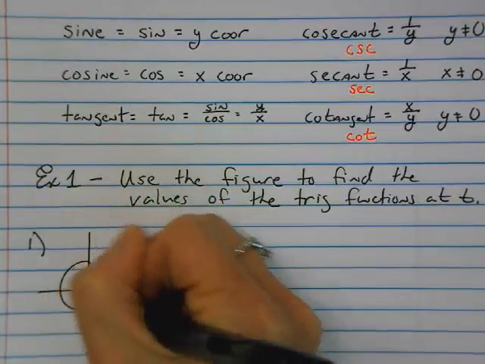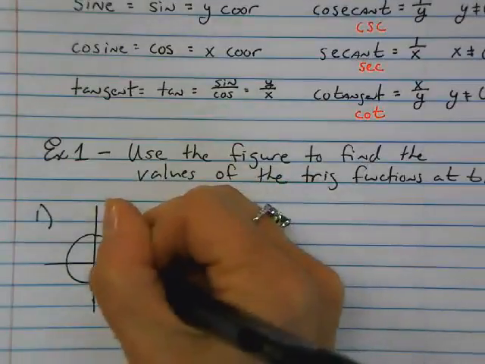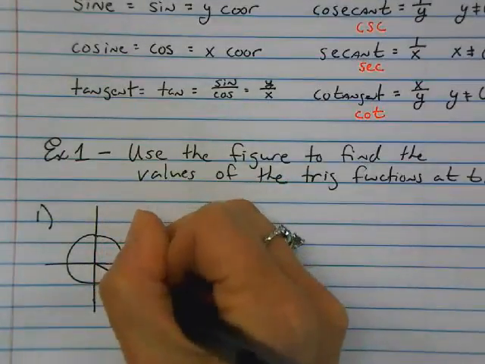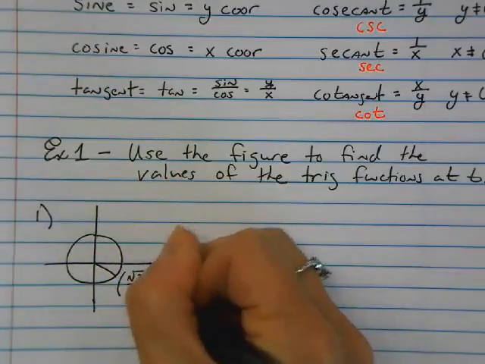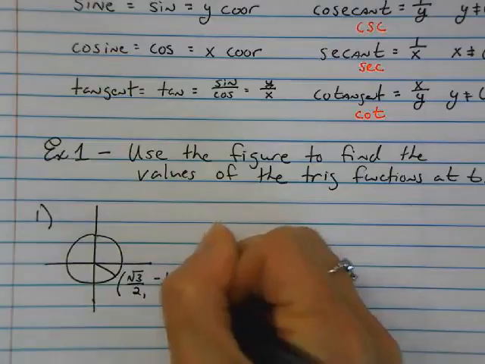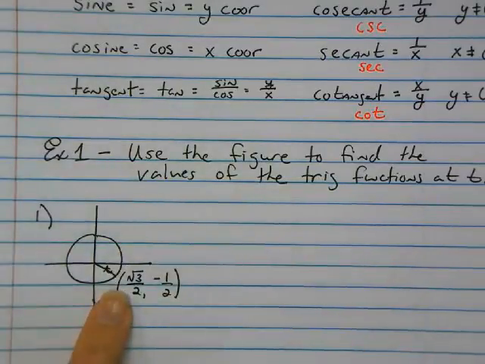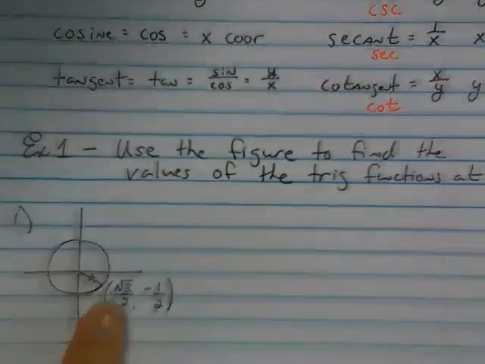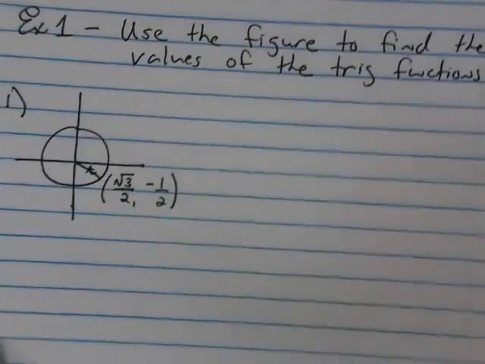Okay, so it's got my unit circle. That's not drawn perfectly, but it'll work. And t is at the square root of 3 over 2, negative 1/2. That's a little teeny tiny t. Let me zoom in on him a little bit. Okay? Alright, so that's a little t.